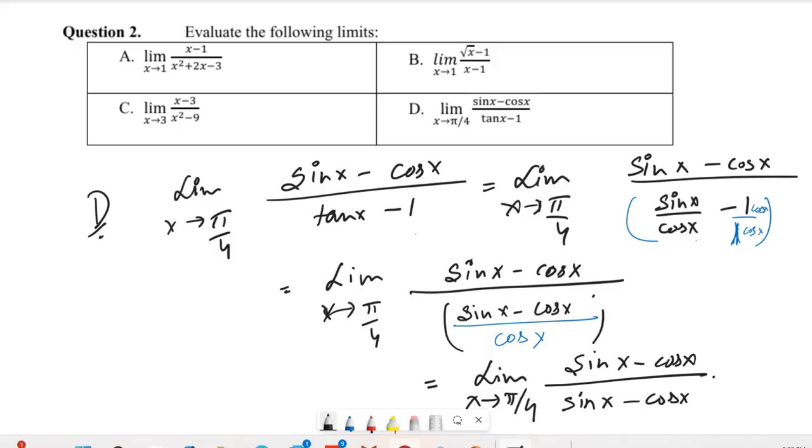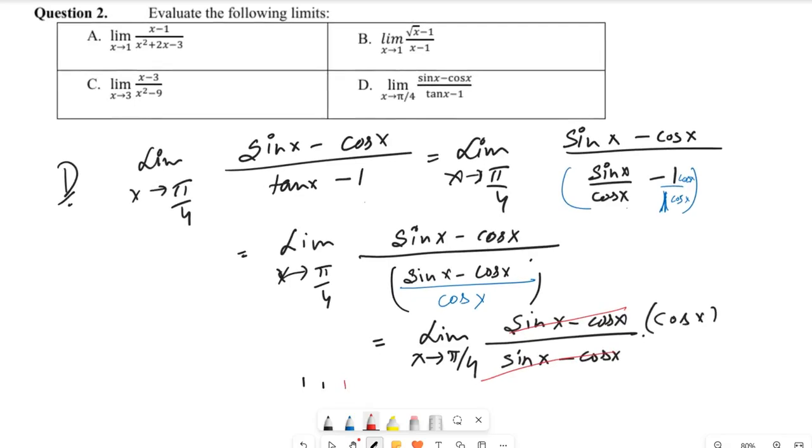So we have sine x minus cosine x divided by sine x minus cosine x over cosine x. This fraction will flip, this cosine will come in the numerator. We know these will divide each other. What are we left with? Limit x approaches pi by 4 of cosine x. You can plug in the value now. Cosine pi by 4 is root 2 by 2.